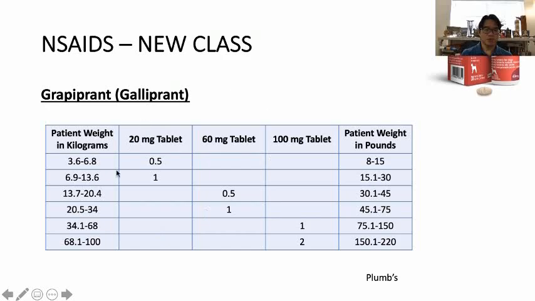This is just a table showing you how to dose Galliprant, and you can actually find it on the company website. And this is the table I got from Plumb's.